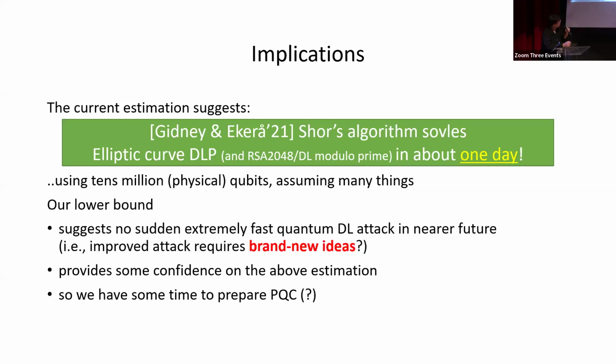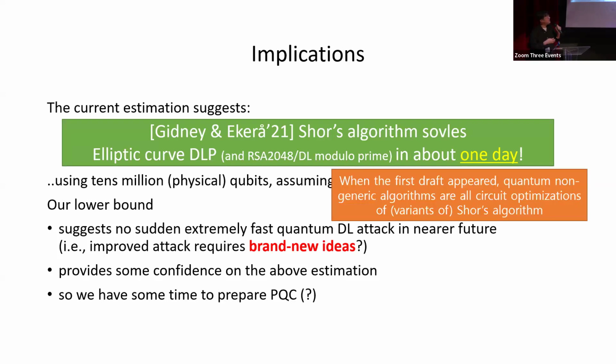Regarding this, our bound says that if no super brand new idea comes in, Shor's algorithm is almost optimal, so this estimation is kind of optimal. So we can be confident that this estimation is good, and we can conclude that we have plenty of time to change our quantum-weak cryptography to post-quantum cryptography.